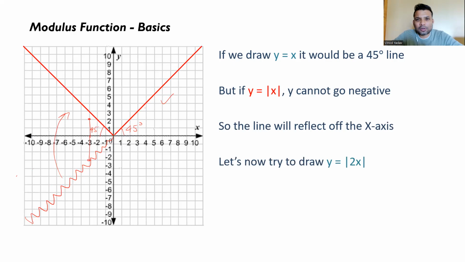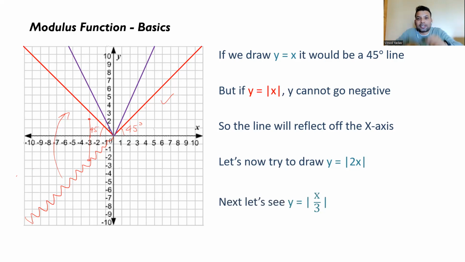What about this, 2 times mod x? If you draw similarly by taking points, you will see that the V is getting steeper. It is moving closer to the y-axis. What about this, mod x upon 3? It will become flatter. That is, it will move more towards the x-axis.